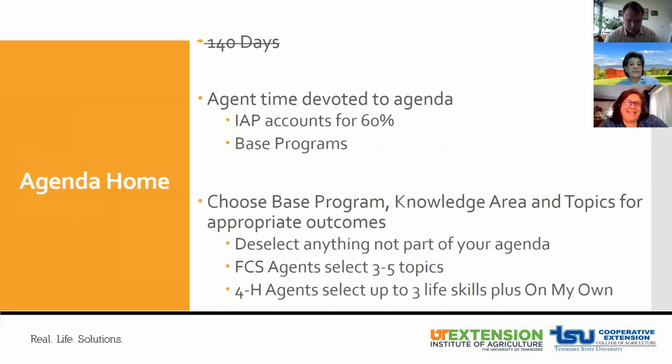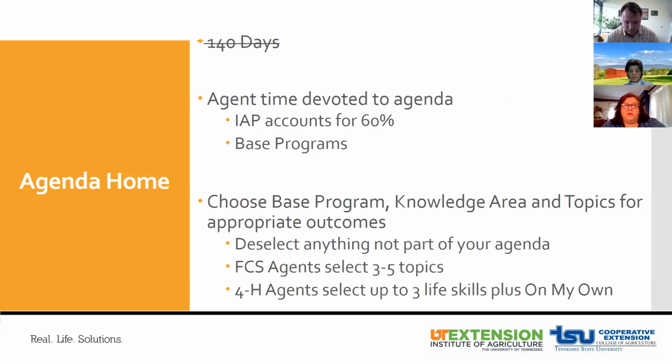All right, thanks, Linda. One of the things that's listed here when you go to the agenda that's different: we don't have a place for the 140 days any longer, so that's eliminated. We do have the agent time devoted to the agenda. As far as you planning, the IAP still counts for 60% of your time, and with that base program with agriculture, FCS, or 4-H. So needing to plan for the 60% is still there with regards to submitting the IAP.